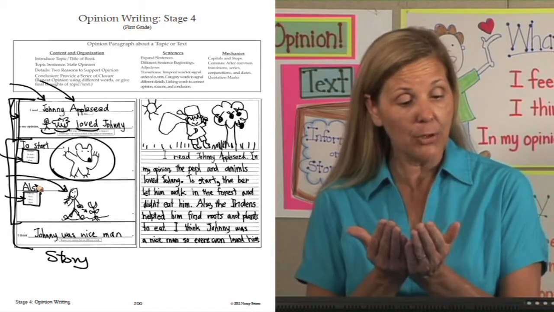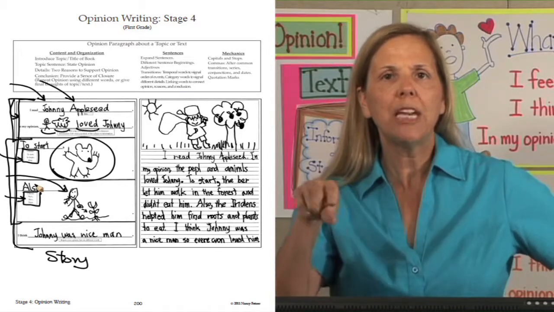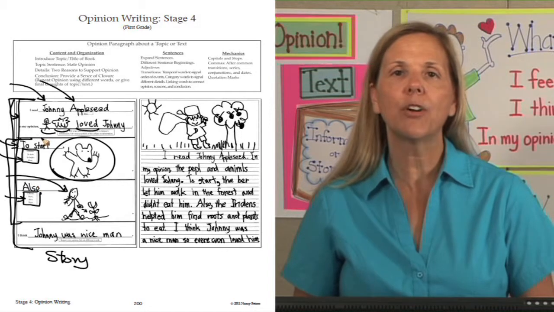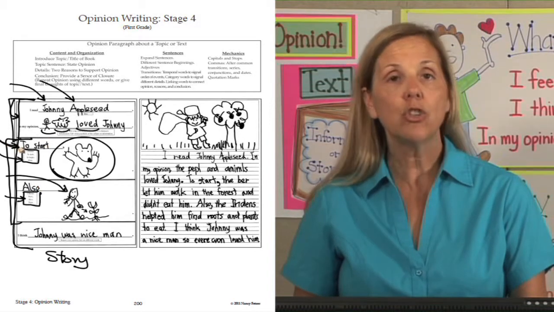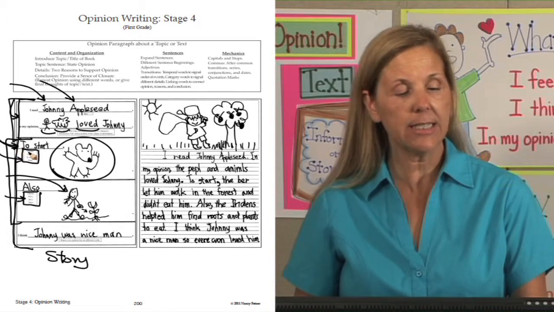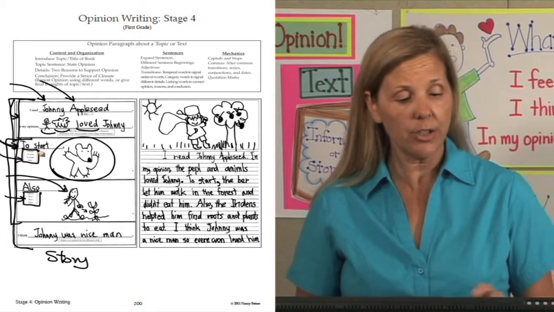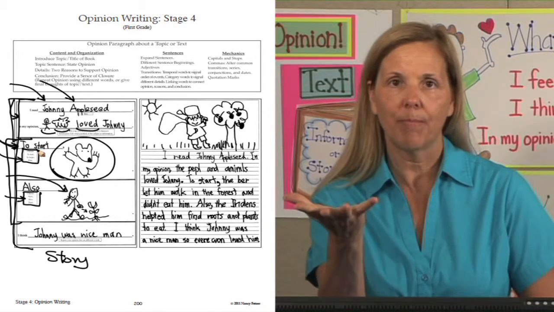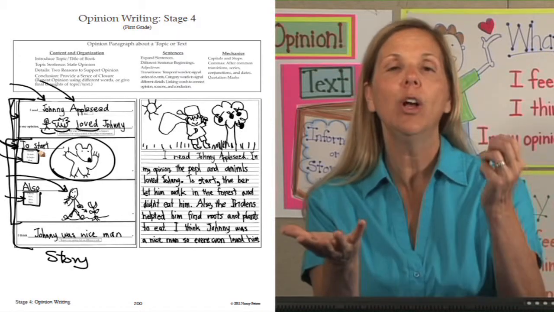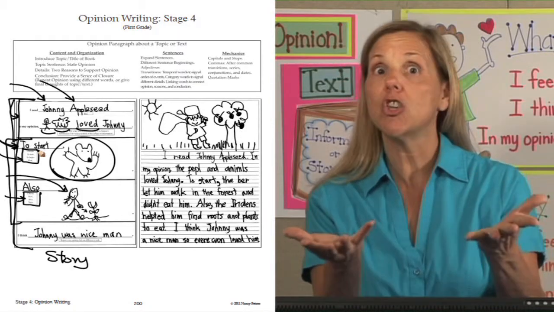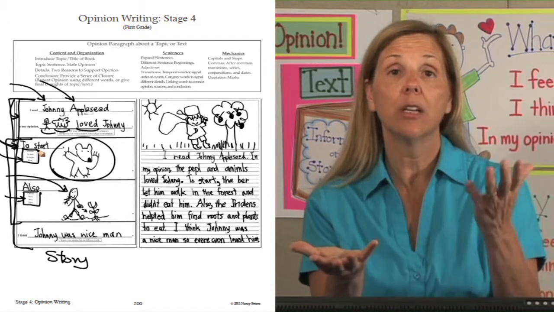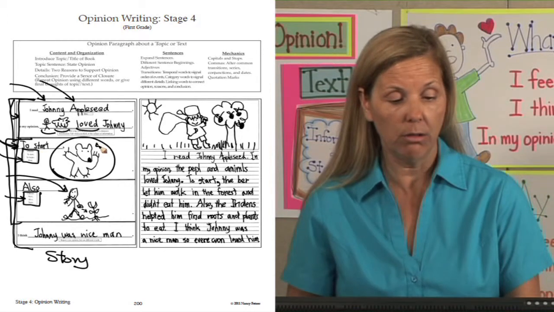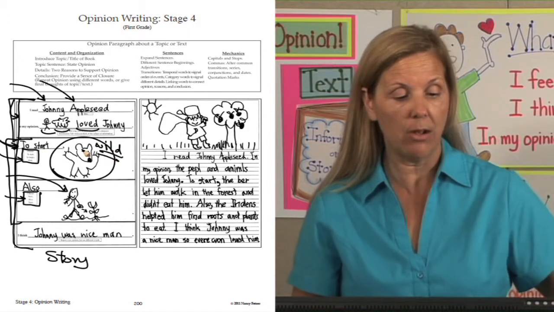Let's go back and read. I read Johnny Appleseed. In my opinion, the people and the animals love Johnny. What words will we begin our first reason with? The children choose their starter word or words. In this case, the student wrote "to start." To start, how do I say this sentence? Who loved Johnny? The bear. What did the bear do to show that it loved Johnny? The bear did not attack Johnny when he was walking through the woods. What kind of bear did not attack Johnny? Well, he's wild. That's what's important to know about.